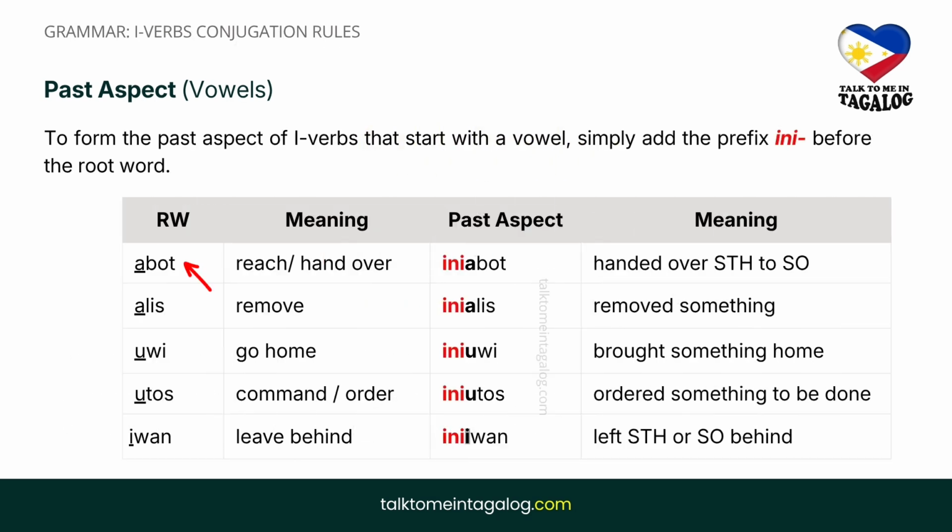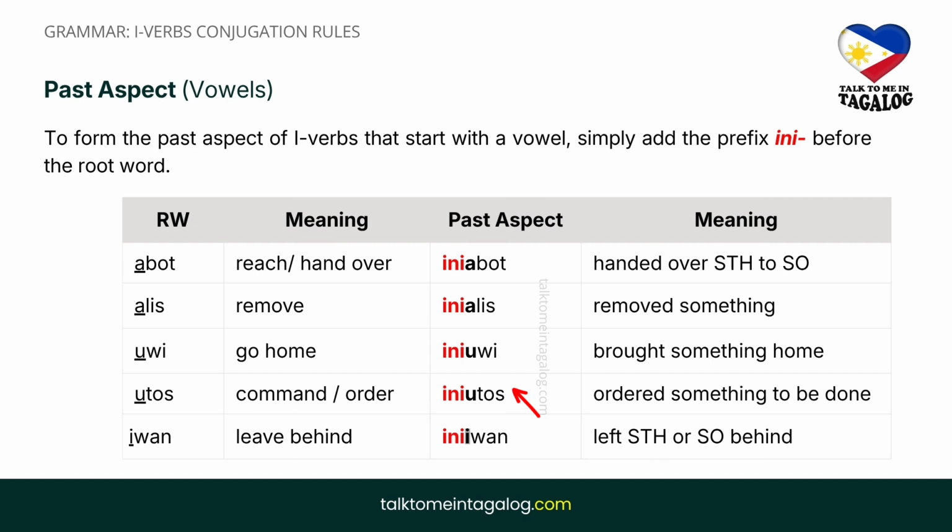Root word abot, meaning reach or hand over. Using the pattern we've learned, we place ini before abot so it becomes iniabot, meaning handed over something to someone. Next we have alis, remove. Inialis, removed something. Uwi, go home. Iniuwi, brought something home. Utos, command or order. Iniutos.